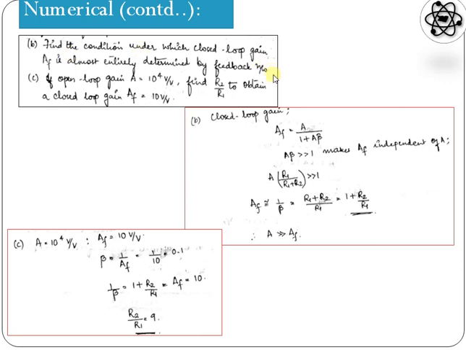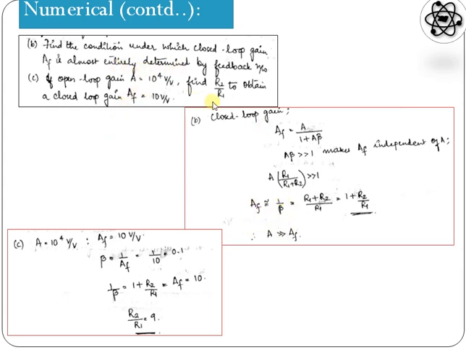Coming to the second part, wherein we are supposed to find out the condition for which the value of the closed loop gain is entirely determined by the feedback network. From the closed loop gain, we have AF is equal to A by 1 plus A beta, and if we consider this term A beta to be very large, that means AF becomes independent of the open loop gain. So the value of A into beta, where beta is R1 divided by R1 plus R2, is much greater than 1. So we get AF proportional to 1 by beta, or the open loop gain is very much greater than AF. This is the condition under which AF will be almost entirely determined by beta.